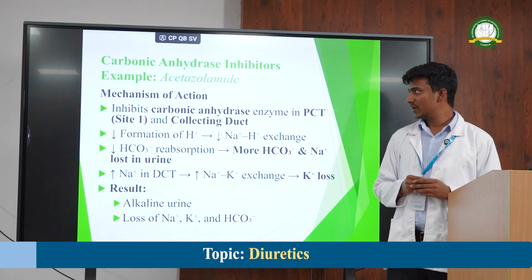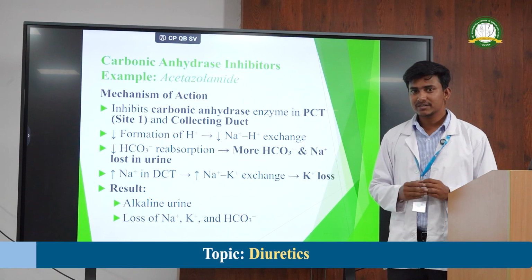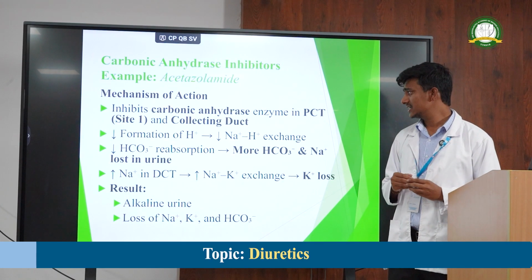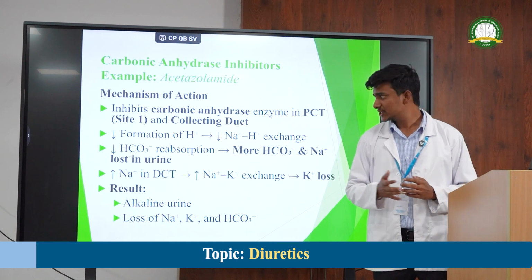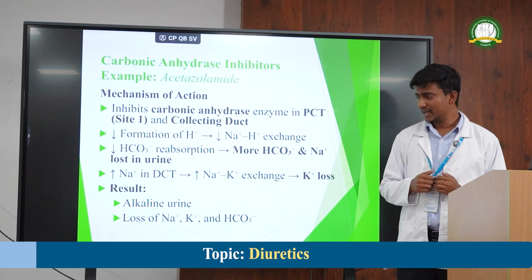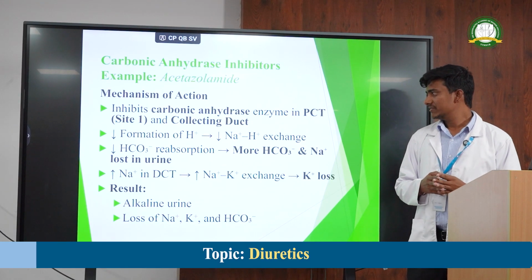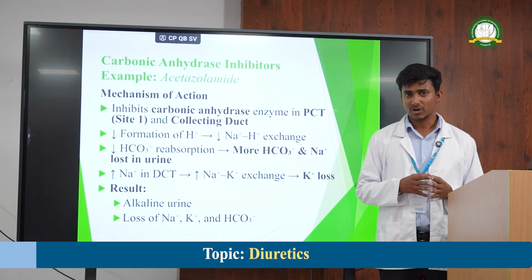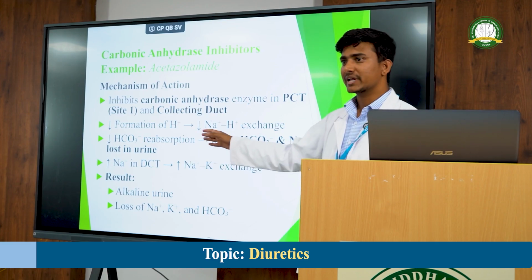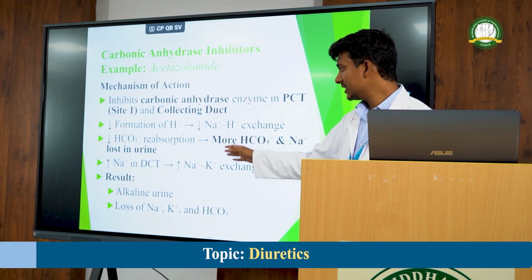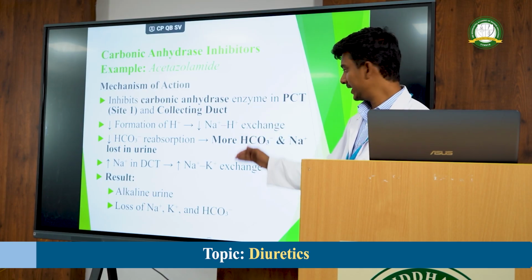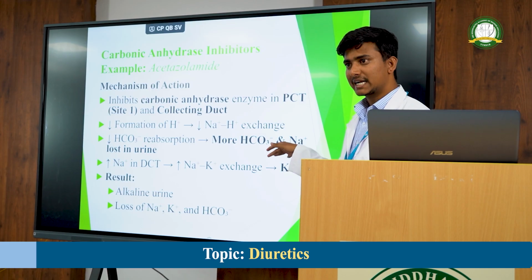What will this acetazolamide do? This acetazolamide decreases the formation of hydrogen ions, which causes a decrease in sodium and hydrogen exchange, and which also results in decreased reabsorption of bicarbonates, which results in more bicarbonates and sodium lost in the urine. Apart from this, in distal convoluted tubules, due to the presence of high sodium, there will be more exchange of sodium and potassium. This potassium gets into the lumen and potassium also gets lost here.